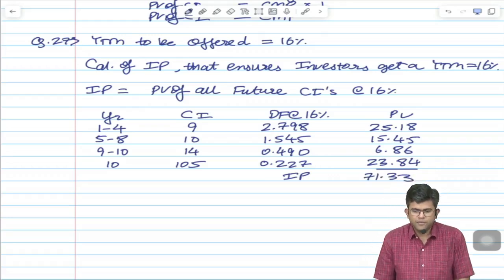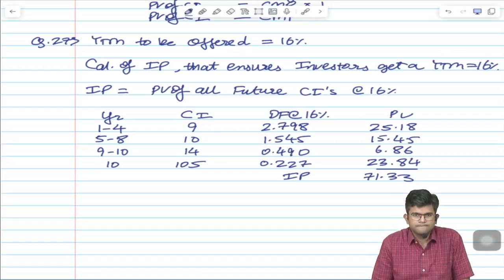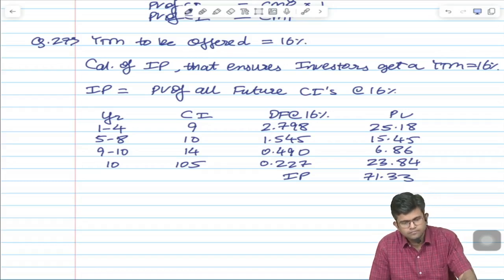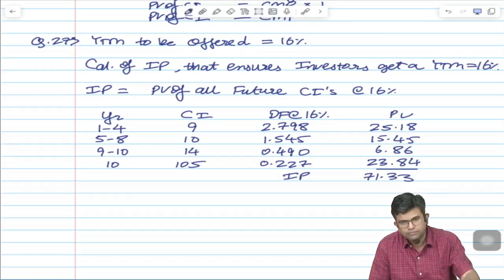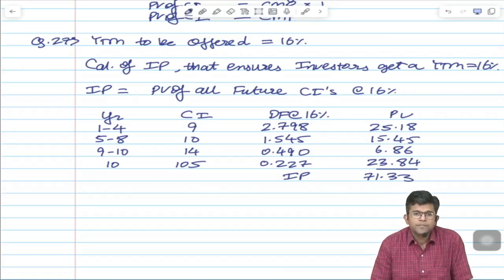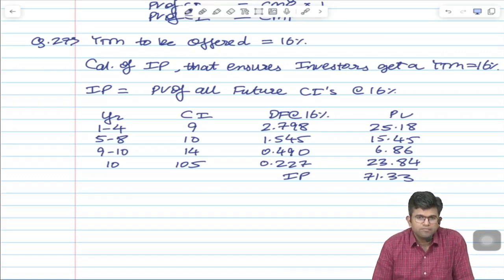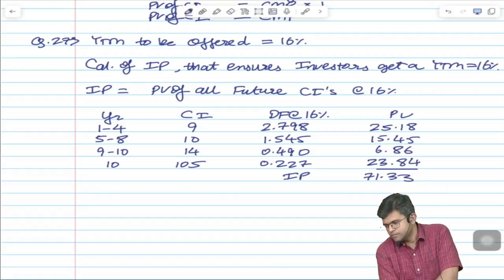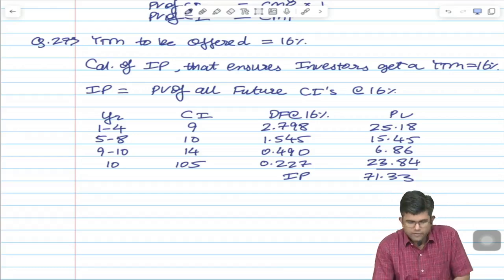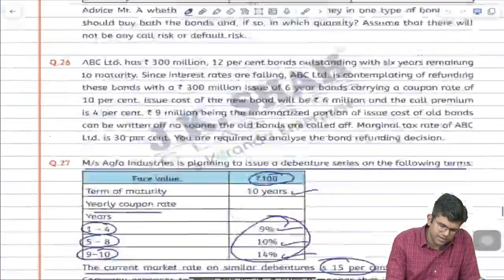Someone please confirm if you're getting this number. Everyone done? Okay. 27th question is over. Now we will go to 11th. Question number 11.